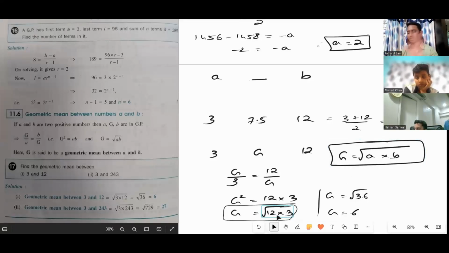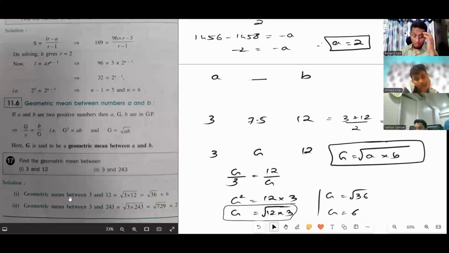Or last term and first term, whichever order, multiplication. You just need to know this one formula. Just look at two examples in your book. See the geometric mean between 3 and 12. They're just doing square root of 3 into 12 and you're getting 6.